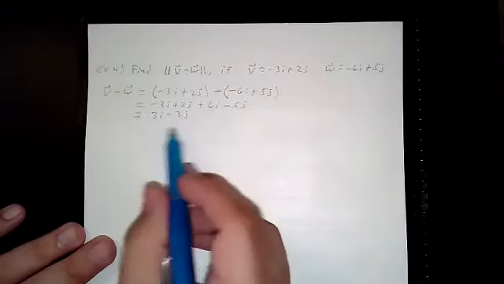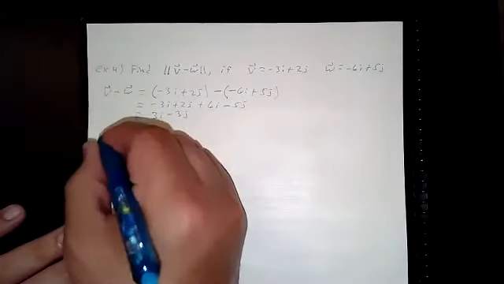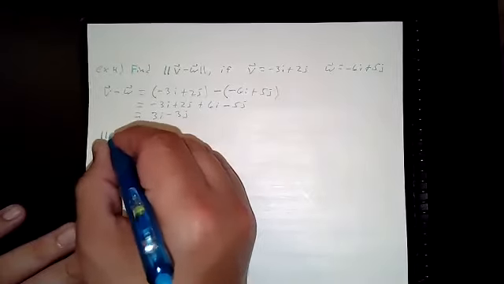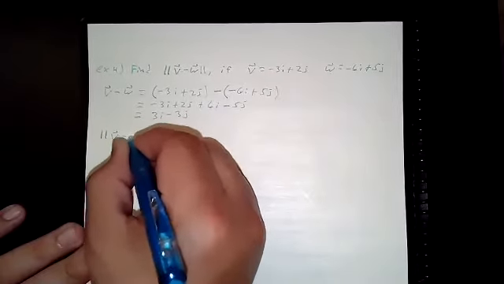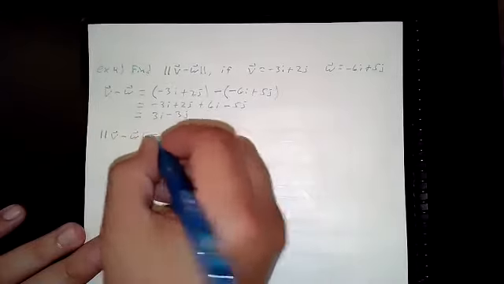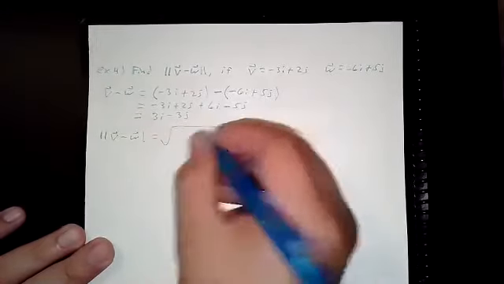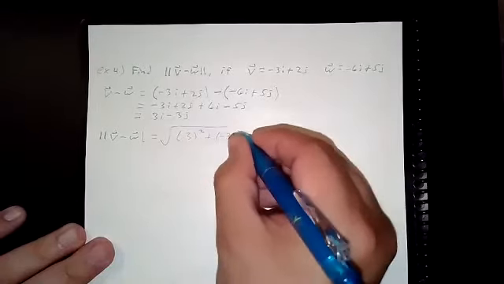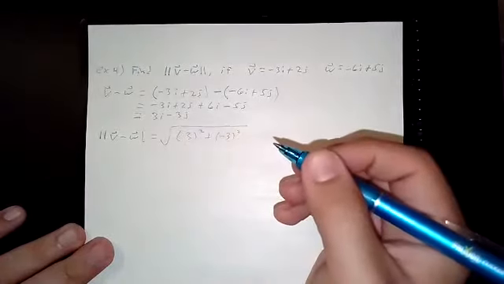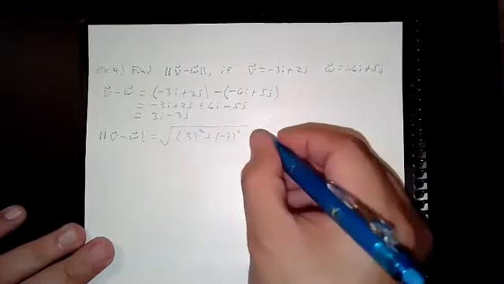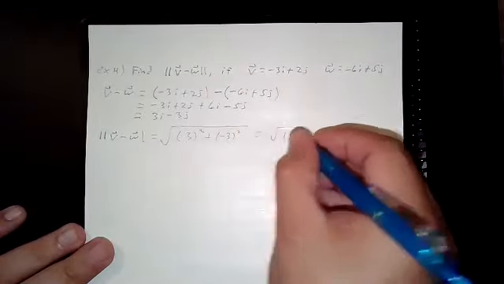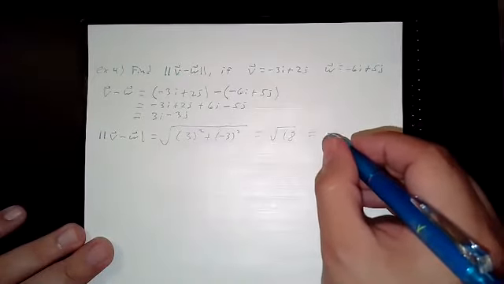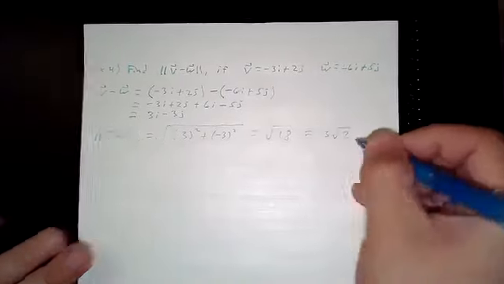So once you have your vector, now you can find the magnitude. So that will simply be the square root of the 3 squared plus the negative 3 squared, which will be square root of 18, which is 3 root 2.